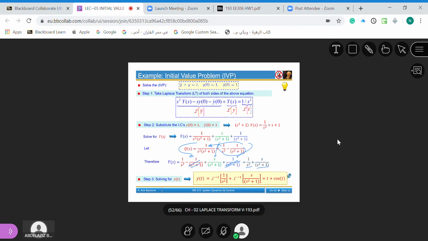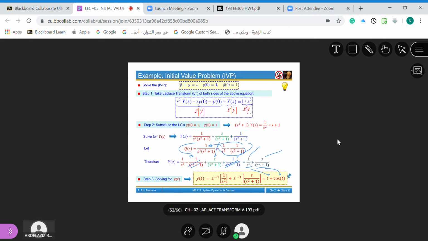We need to look at what is the inverse Laplace transform of this, and what is the inverse Laplace transform of this one. The inverse Laplace transform of 1 over s squared is simply t. The inverse Laplace transform of s over s squared plus 1 will be cosine t. So this one will be cosine t, and this one will be t.